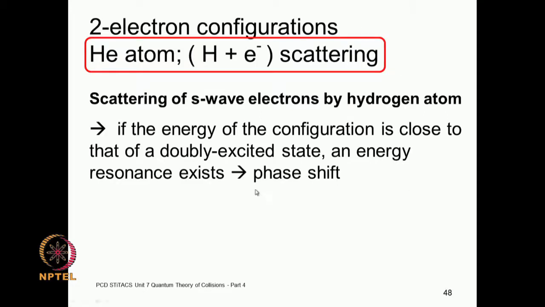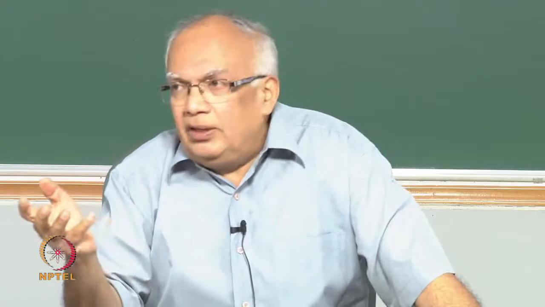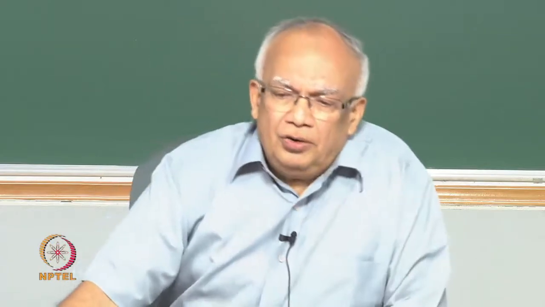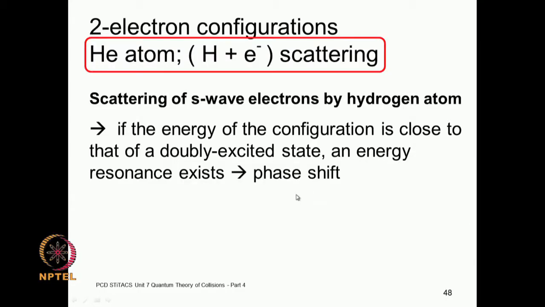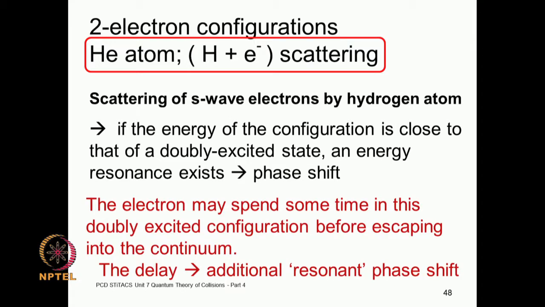Now this is the main question of interest: you have these two-electron configurations in a many-electron system, and you can discuss important correlations in terms of them. When you have the energy of a doubly excited state in two possible configurations, one bound-bound and the other bound-continuum, then you will have resonances. The electron may spend some time in the excited state configuration before escaping into the continuum. Energetically it can of course escape, and it would, but before it does so, it spends a little time in the doubly excited state.